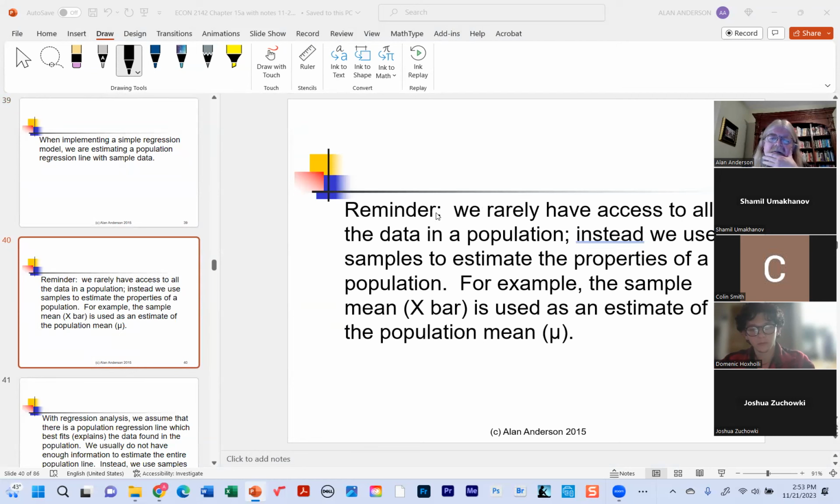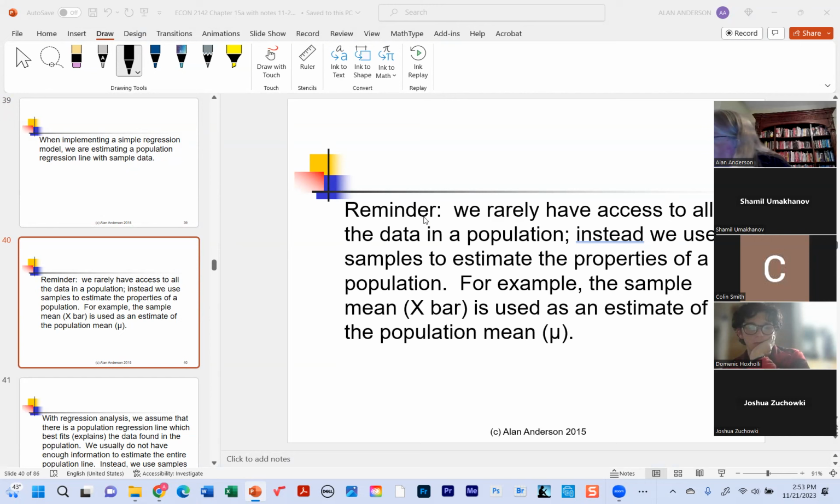All right. Now we're getting close to some deep waters here. We've been wading into the pool for a while now. We're getting ready to dive into the deep end. Just a quick reminder from way back in Stats 1, you might recall that we mentioned that we almost never have access to an entire population of data. We're normally using samples to estimate properties of a population.